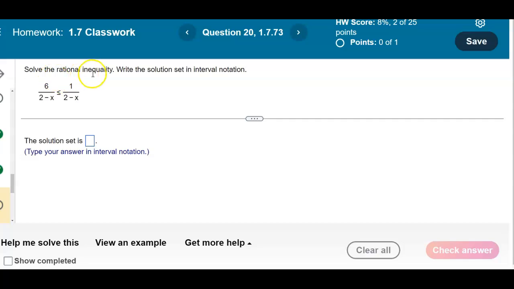Solve the rational inequality and then write the solution set in interval notation. We have 6 divided by 2 minus x, which is less than or equal to 1 over 2 minus x. So let's go ahead and take a look at this rational inequality.